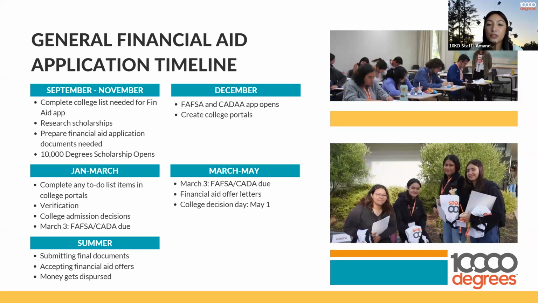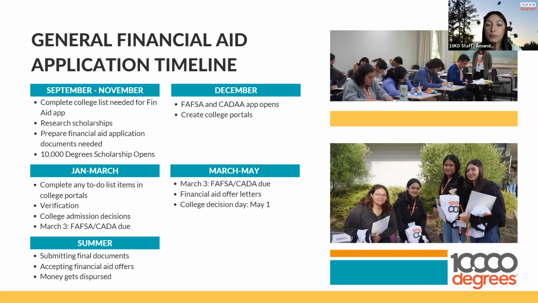In December, students should be focusing on FAFSA and the California Dream Act, which is when the applications are opening this year, and they can also begin creating their college portals. Between the months of January through March, students will be completing any to-do list items that they see on their college portals. They may be selected for verification, and they may be receiving college admission decisions. And on March 3rd, financial aid applications are due.